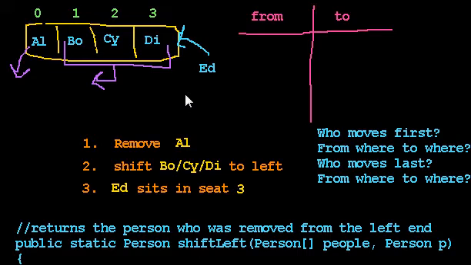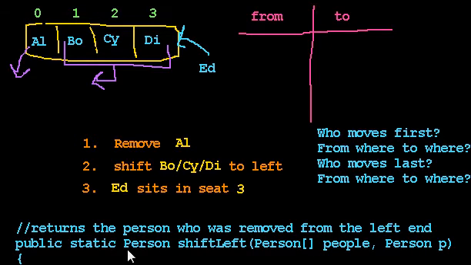And of course we never want to confuse the fact that I'm showing you a particular example of the problem, but that this program that we're going to write should work for any length array with any people in it. And the key operation here, of course, was shifting Bo, Psi, and Die to the left. And when we want to shift Bo, Psi, and Die to the left, we want to think about who should move first. Who moves first? Where do they move? From where to where? Who moves last? Where do they move? From which index to which index?